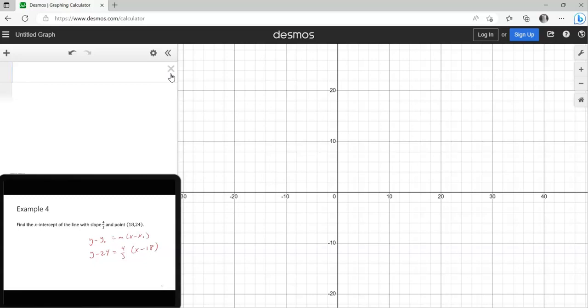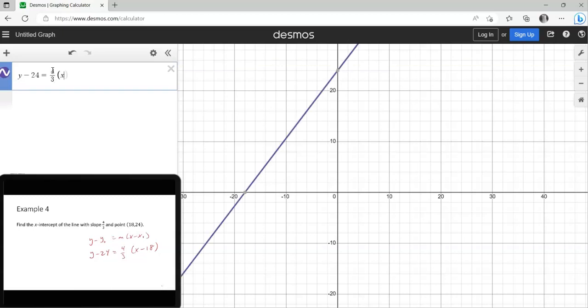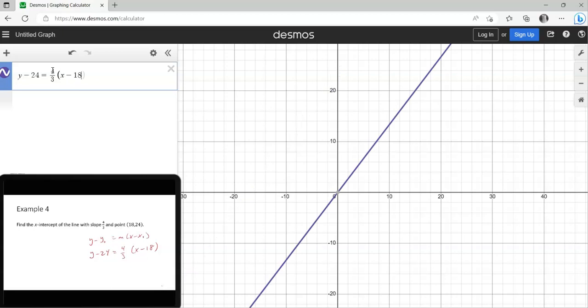So let's type that in. We can type it in just like that. y minus 24 equals 4/3 x minus 18. And from the looks of it, well, it looks like the x-intercept is right at the origin, 0, 0. So what is the x-intercept? It looks like the x-intercept is 0. Simple enough.